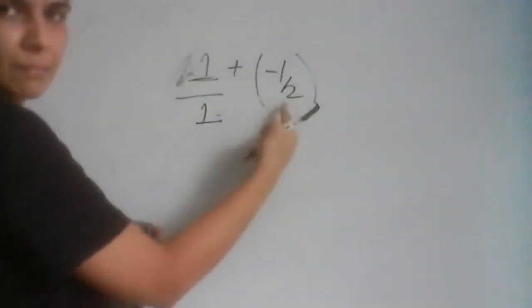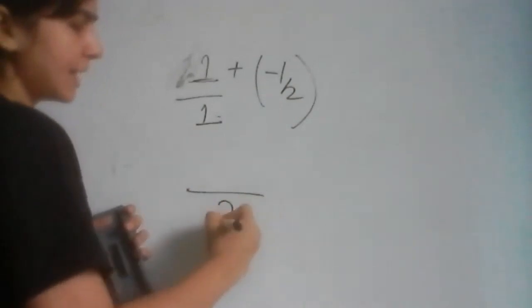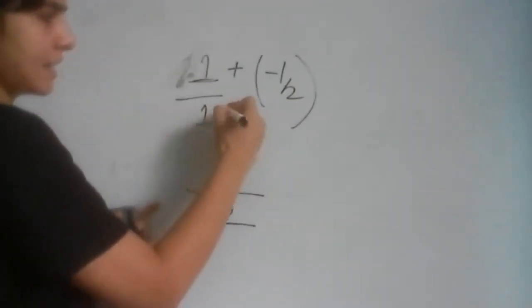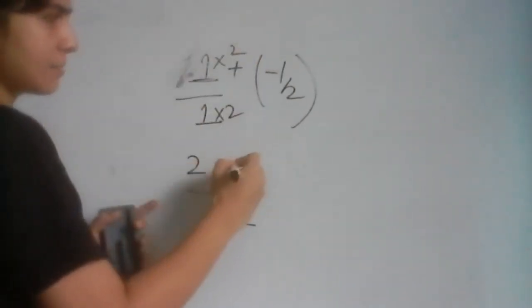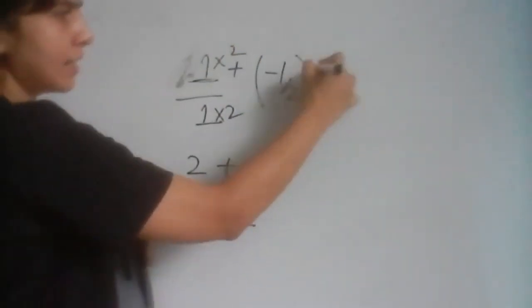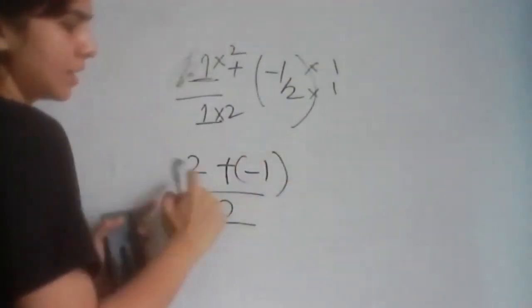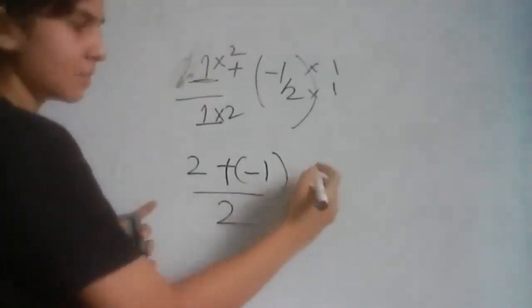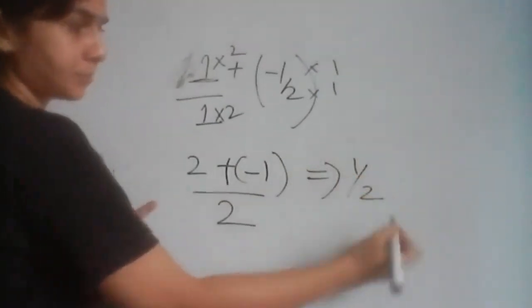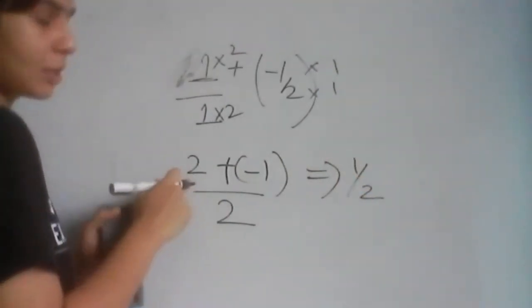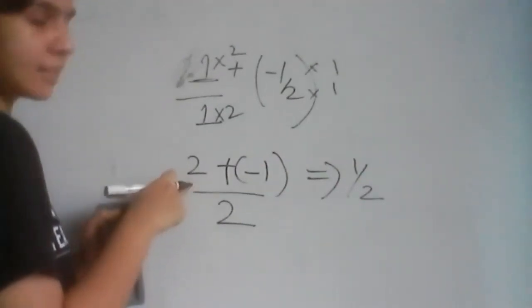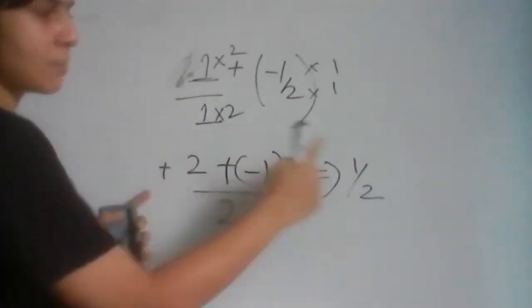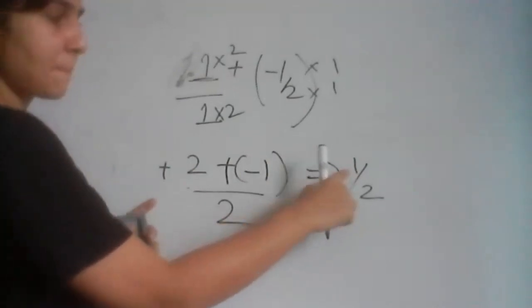Then you have to find the LCM of 2 and 1, which is 2. Then you have to multiply this by 2. That becomes 2. Already 2, so 1 into 1, that is minus 1. 2 plus minus 1, different signs. What are you going to do? Subtract. And because 2 is the bigger number and it has a positive sign, my answer will also have a positive sign. That is 1 by 2.